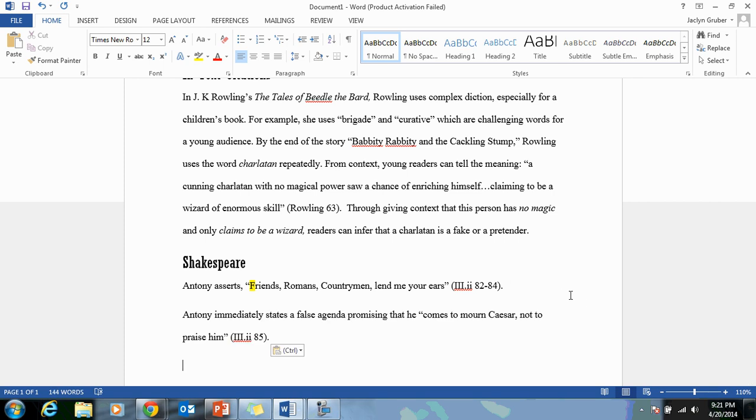Unlike this quote, where the quote is embedded directly into the syntax of the sentence that you're using as a writer. Antony immediately states a false agenda, promising that he comes to mourn Caesar, not to praise him. So notice that the C here is not capitalized because it goes with the flow of your sentence. So it wouldn't make sense to have a capital right in the middle of a sentence, where this, as it stands on its own in a way, as its own phrase, as its own clause, makes a little bit more sense to capitalize.